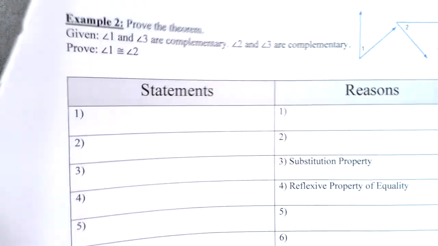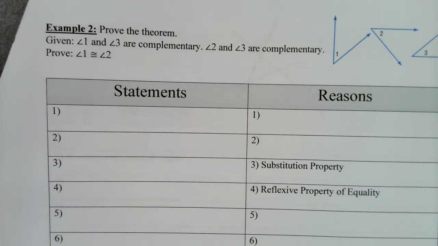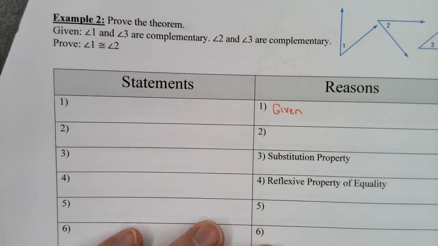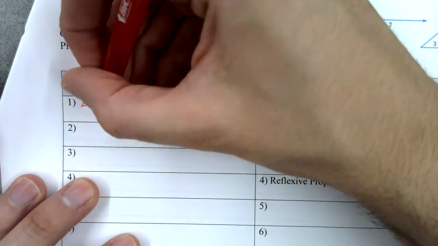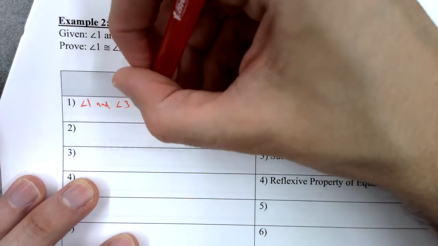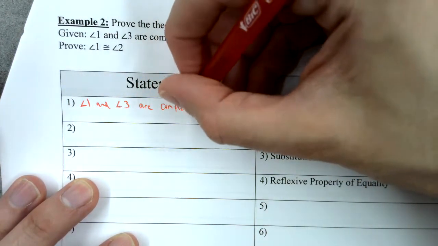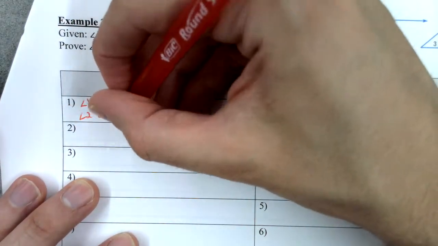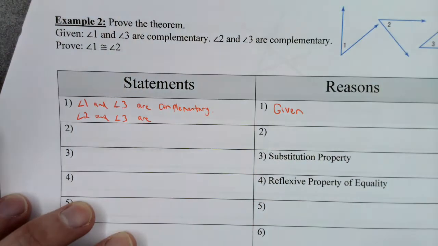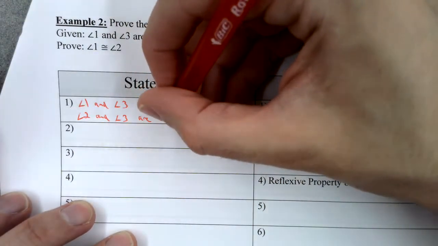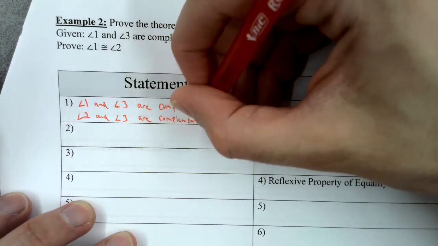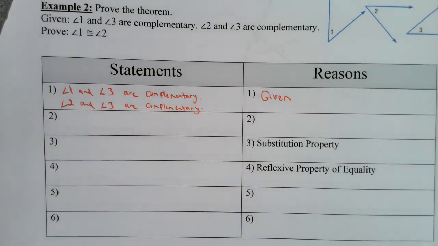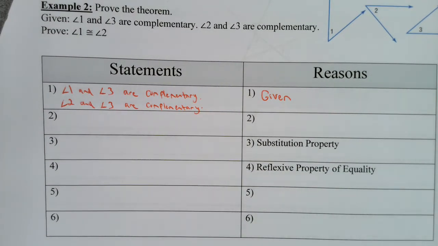So we're given two pieces of information. We're going to put both in statement 1. Angle 1 and angle 3 are complementary, and angle 2 and angle 3 are complementary. Reason 1 is given. We want to prove that angle 1 is congruent to angle 2. So here's how I'm going to do that.